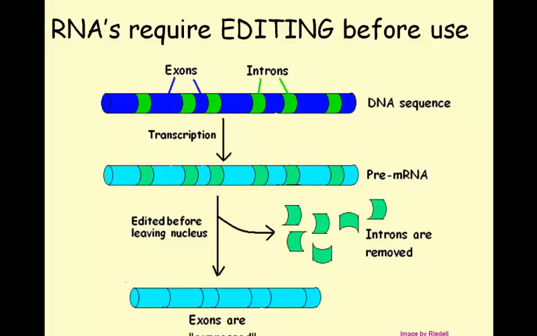So RNA requires editing before use. You can see here, this is everything that has been transcribed. So we have our DNA sequence. Then transcription happens. So this is going to be our mRNA sequence. And in our mRNA, we have both exons and we have introns. Well, introns are actually going to be removed, so that we only have left our exons, our expressed DNA sequence.